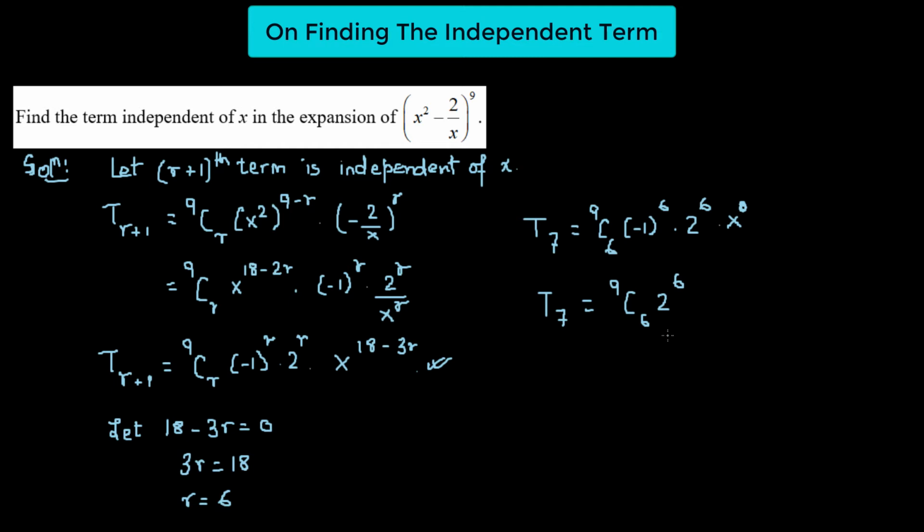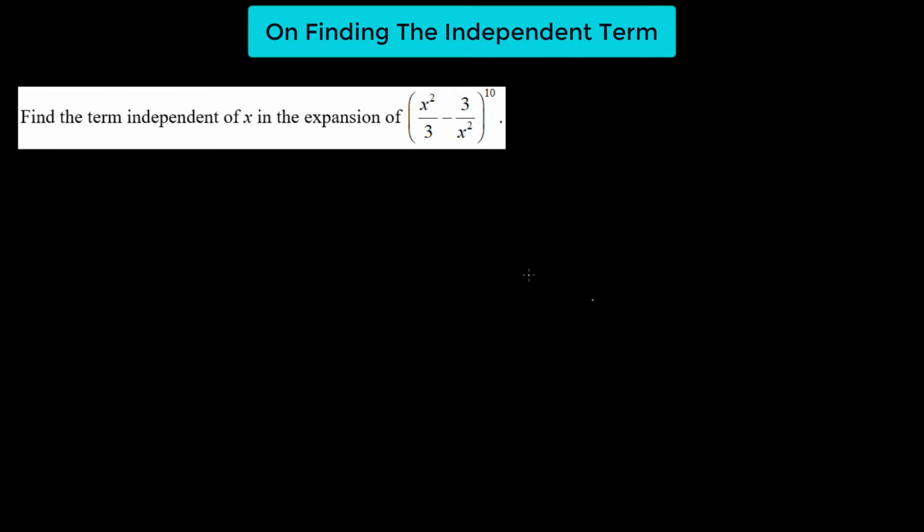Let's go to the next one. So we have to find out the term which is independent of x in the given binomial expression. Going in a similar fashion, we assume that the r plus 1th term is independent of x. This is the independent term.